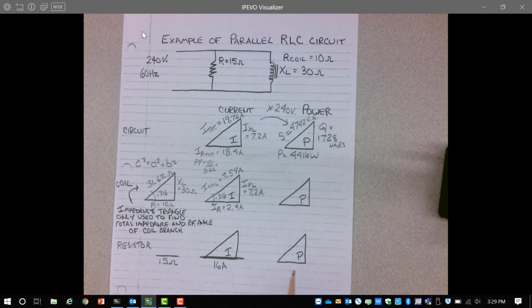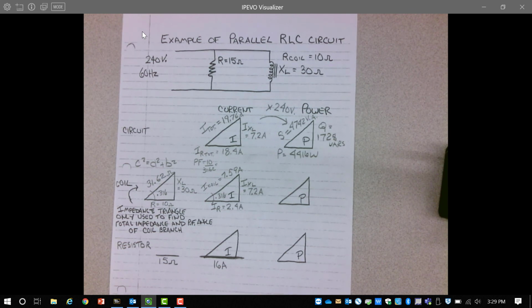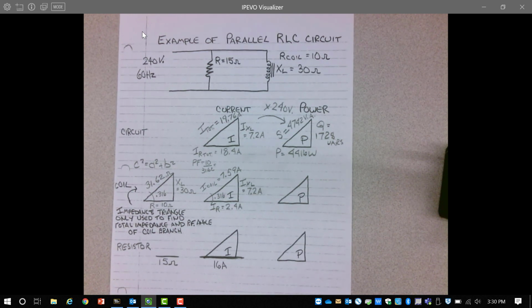I could find the only power value I have for the resistor, which would be the watts of that resistor. So this is a way to do a parallel RLC circuit. Hopefully this will help you as you do more examples. That's good for now.